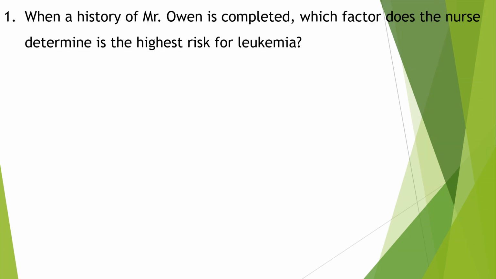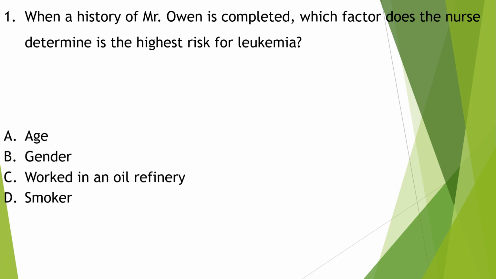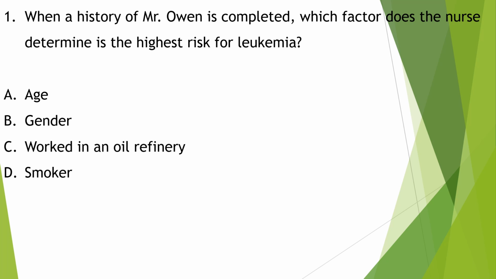When a history of Mr. Owen is completed, which factor does the nurse determine is the highest risk for leukemia? Age, gender, worked in an oil refinery, smoker. So, here the patient was working in the oil refinery. In oil refinery, there is an exposure to benzene products. Long exposure to the benzene products makes the patient at risk for leukemia.